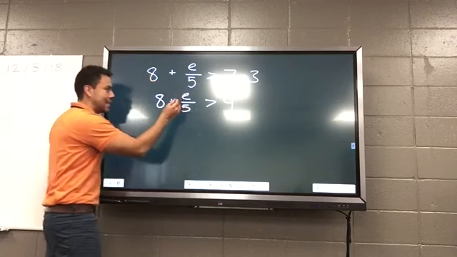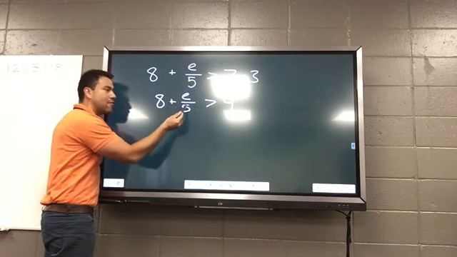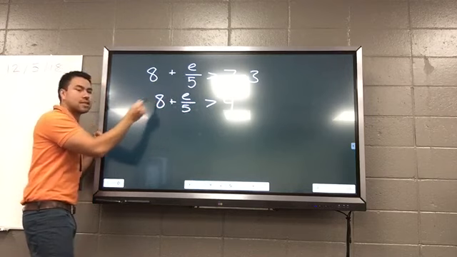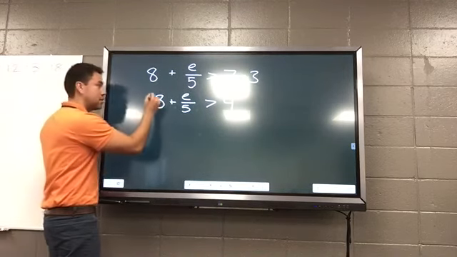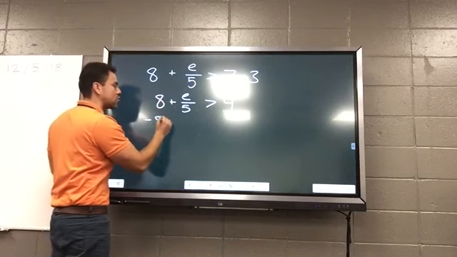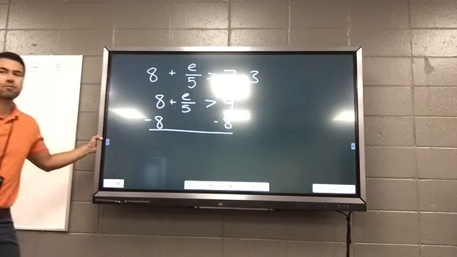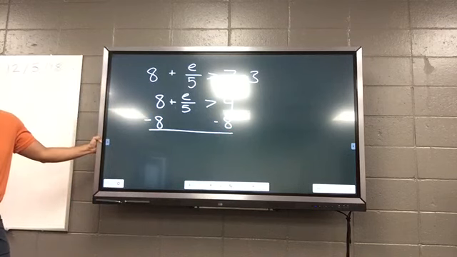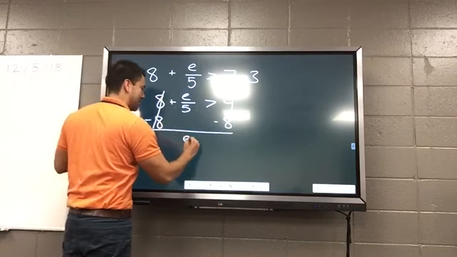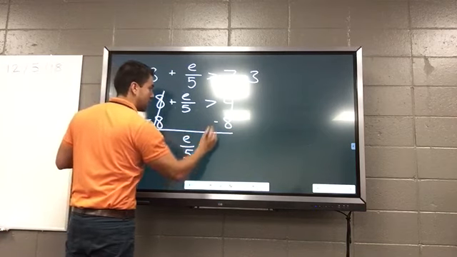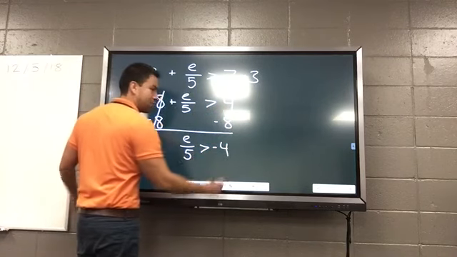What's happening to E? First it's being divided by 5, then added with 8. What do you have to undo first? Undo the addition by subtracting 8 from both sides. Oh, you subtracted from both sides. What happens to the inequality? The same. Stays the same. Good. Trick question. What's 4 minus 8? Good, -4. Good job, guys.